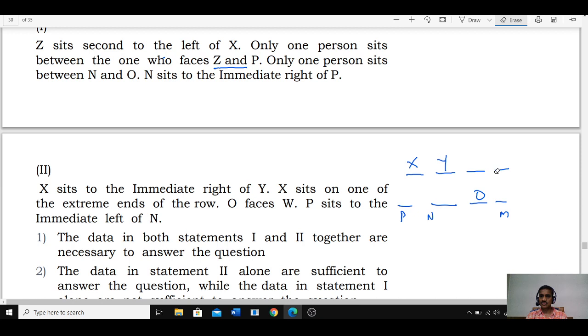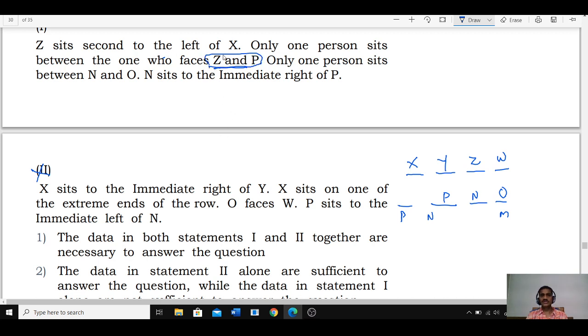Or what is the other possibility? Suppose W is not here, and we take O and W like this. No, W is here, O is here. O and W are opposite. Then P sits to the immediate left of N, and P and N can be like this also. So we are getting more than one answer, hence 2 alone is also not sufficient. By combining these two also not sufficient, because in this one the condition itself is getting invalid.